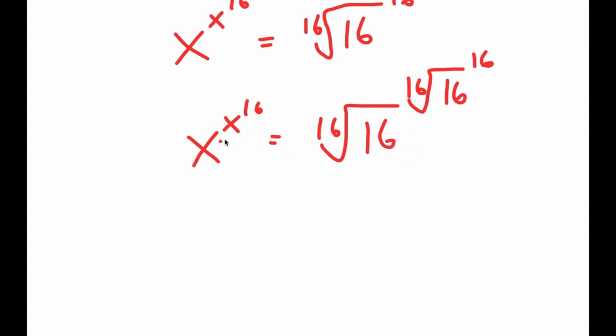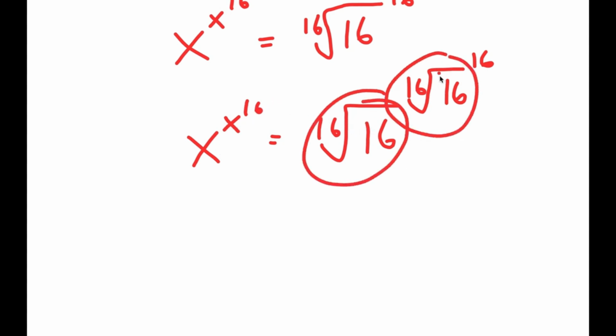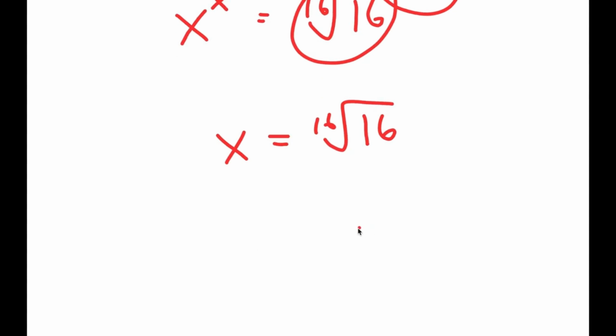Now, notice how this is in the form x to the power of x to the power of 16, is equal to the 16th root of 16 to the power of the 16th root of 16 to the power of 16, meaning x is equal to the 16th root of 16.